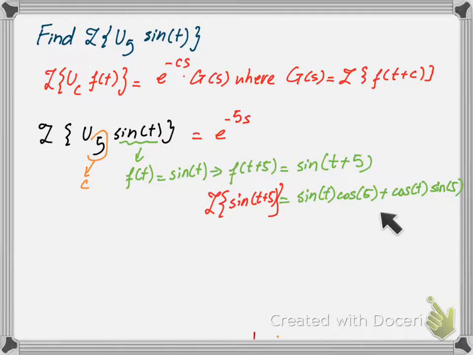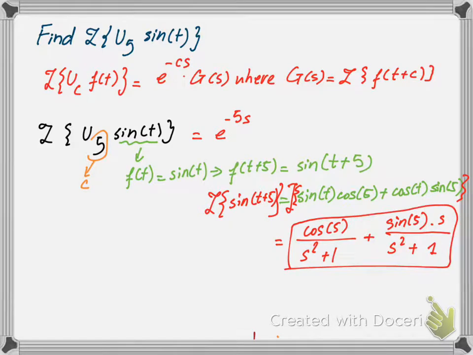And using this long expansion definition, that means we have to find the Laplace transform of this expression instead. And we know that the Laplace transform of sine of t is 1 over s squared plus 1, and you multiply by cosine of 5. So this is the Laplace transform of sine of t multiplied by cosine of 5 here.